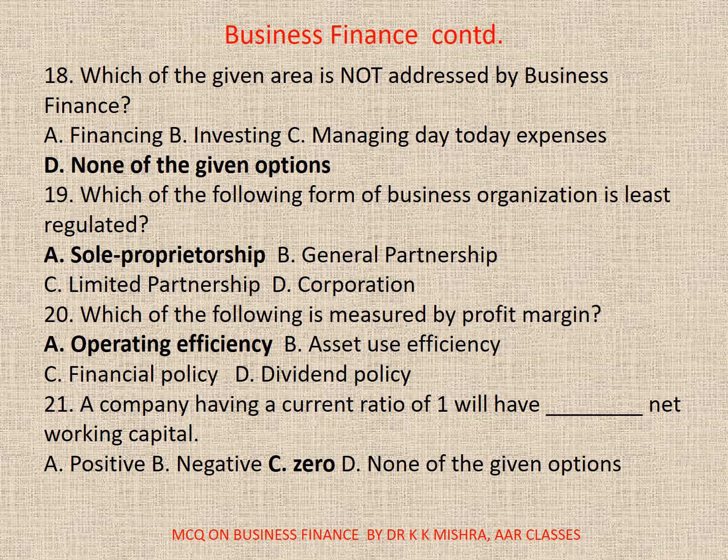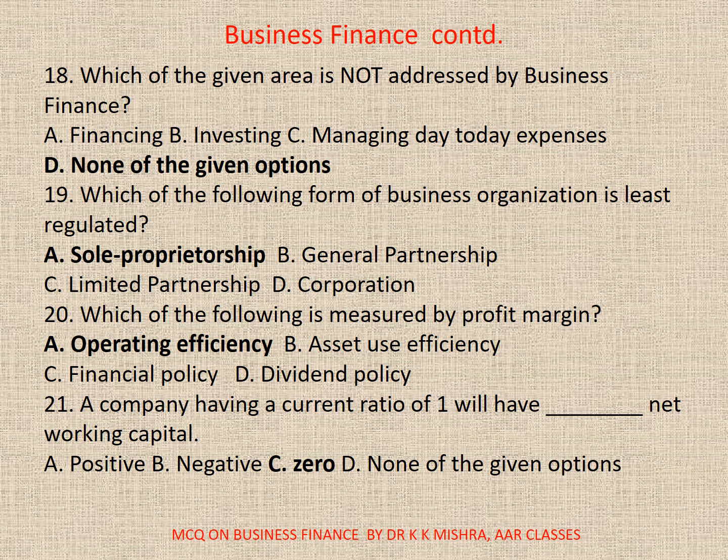Now, question number 20. Which of the following is measured by profit margin? A. Operating efficiency, B. Asset use efficiency, C. Financial policy, or D. Dividend policy. The correct option is A. Operating efficiency. Actually, profit margin ratio is calculated to determine how efficiently the business is generating cash from operations.